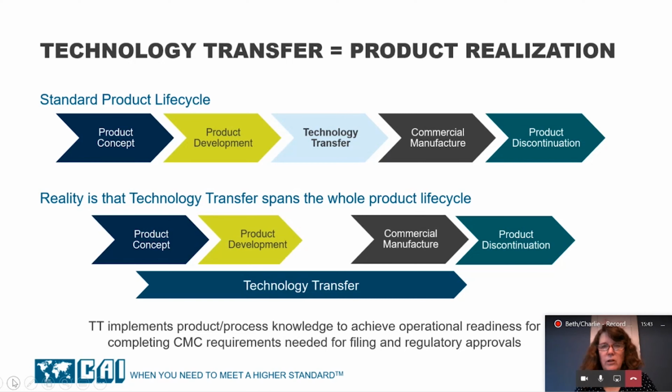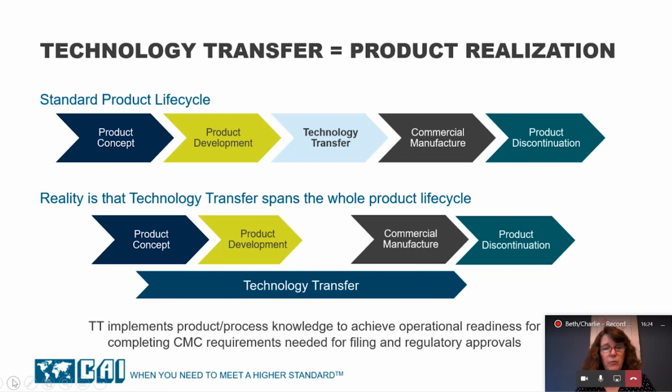Technology transfer is essentially product realization. It fits right in with the product life cycle that's presented in ICH Q10. From product concept, product development, then which shows technology transfer, commercial manufacture, and product discontinuation. But the reality is that technology transfer really spans the whole life cycle. It should start in product concept, move with it into product development. Obviously, the culmination is with commercial manufacture, and sometimes it actually goes into product discontinuation, if the reason that you're doing the discontinuation is to transfer that product to another location.